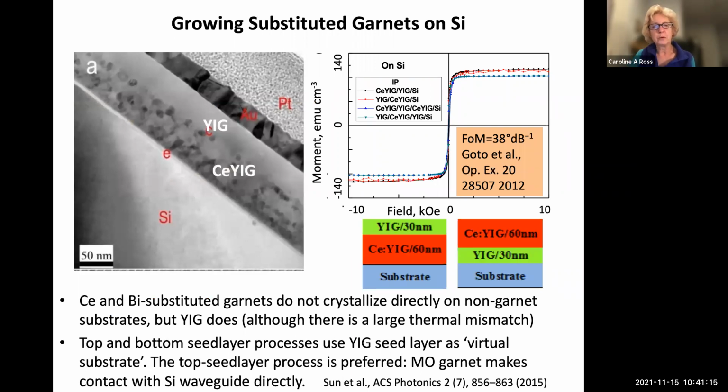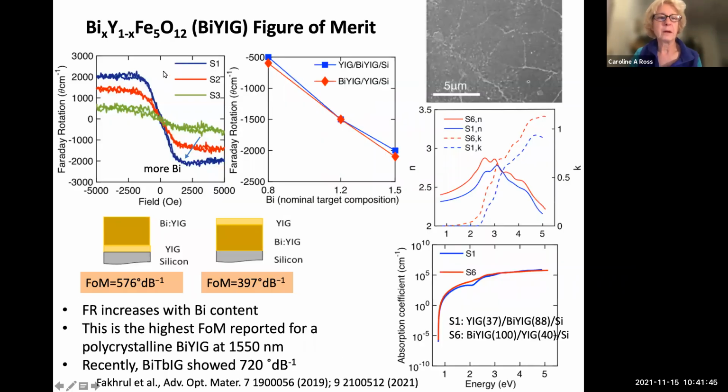So our first job was to identify good materials. And it turns out that YIG itself is not particularly good, but adding cerium or bismuth to it makes for a very good magneto-optical performance, a good figure of merit. So we have to develop methods of growing those films on silicon. And we can use a seed layer of YIG on top of the cerium YIG, as it turns out, or underneath it. Or some of the garnets will grow by themselves. So let's look at some of their performance.